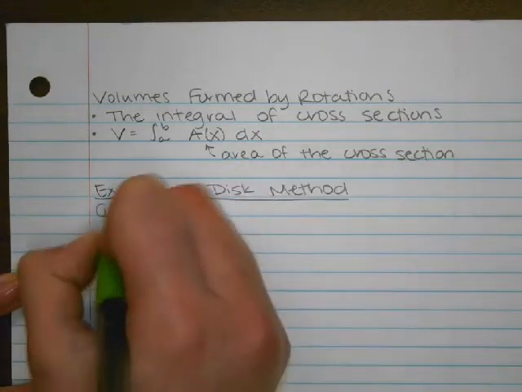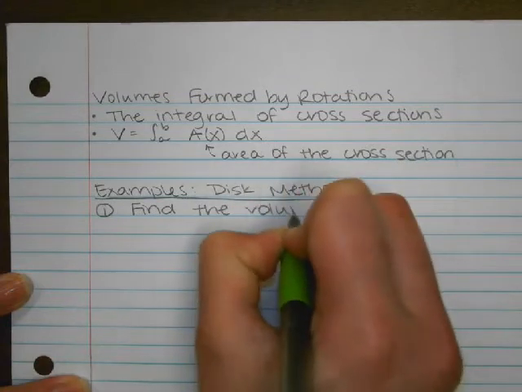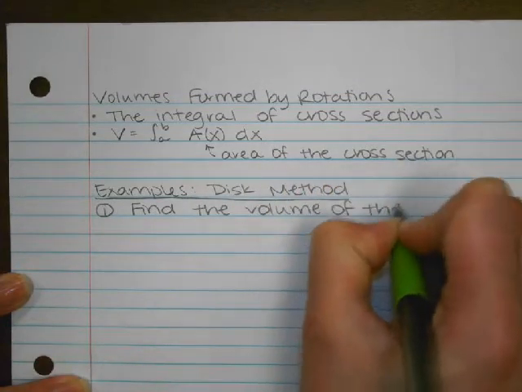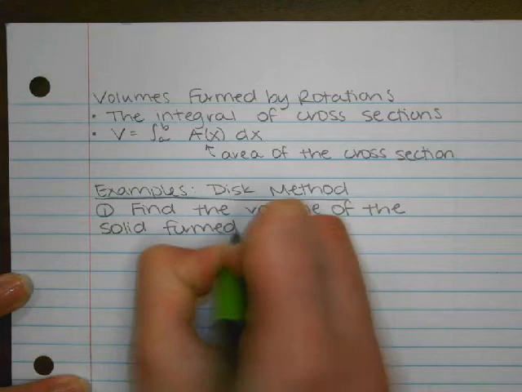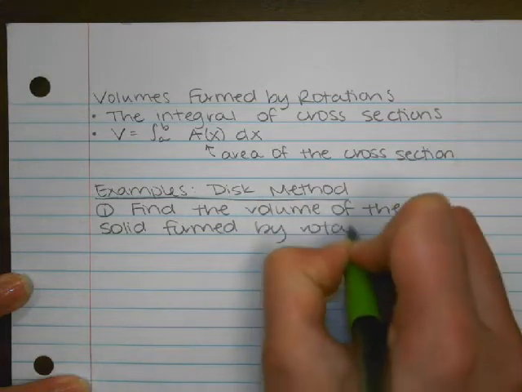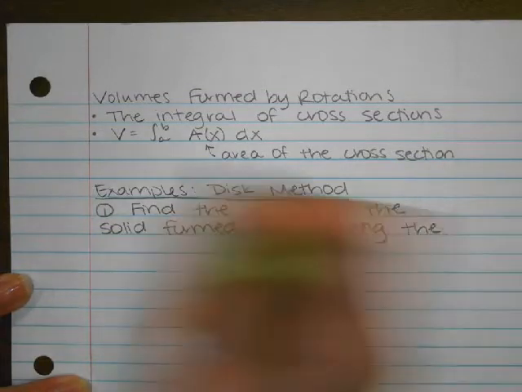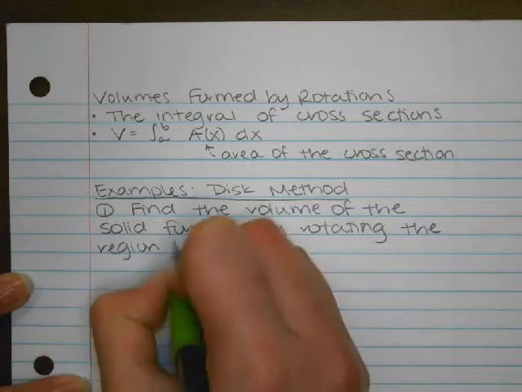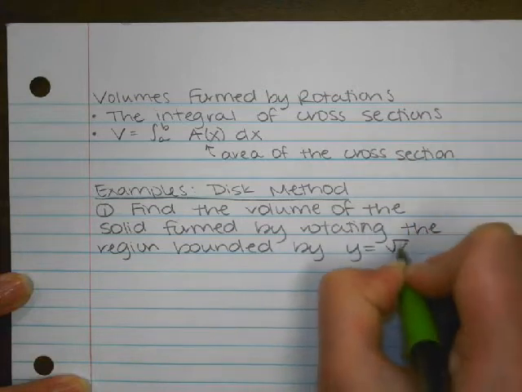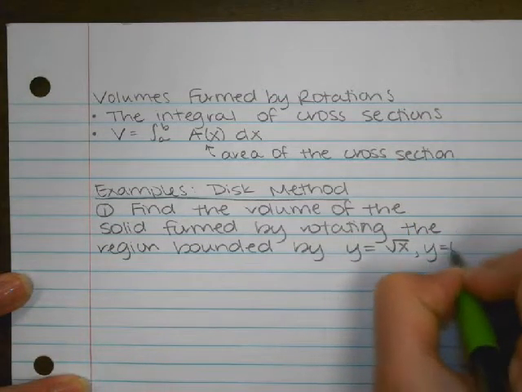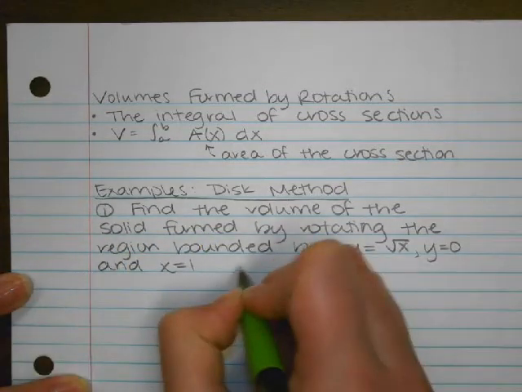Okay, so first we're going to find the volume of the solid formed by rotating the region bounded by y equals square root x, y equals 0, and x equals 1 about the x-axis.